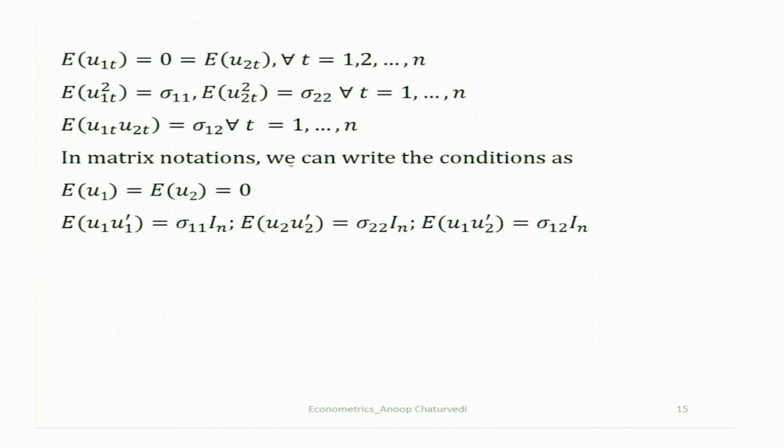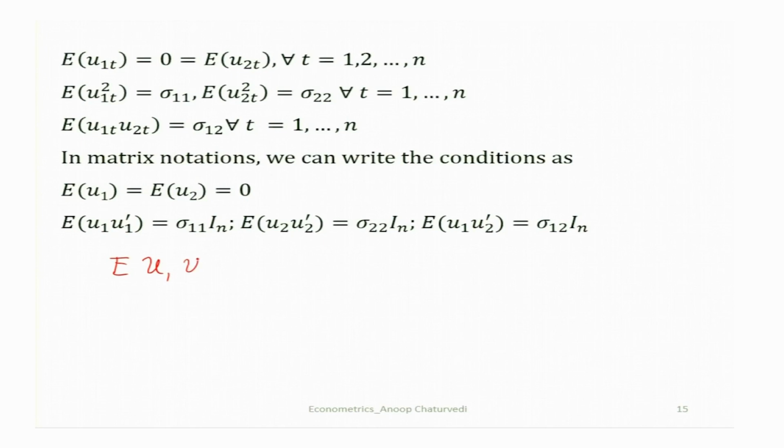Then in matrix notation we can write these conditions as, say, expected value of u1, which is a vector of order n cross 1 with elements u1t, is equal to 0. Expected value of u2 is also 0.